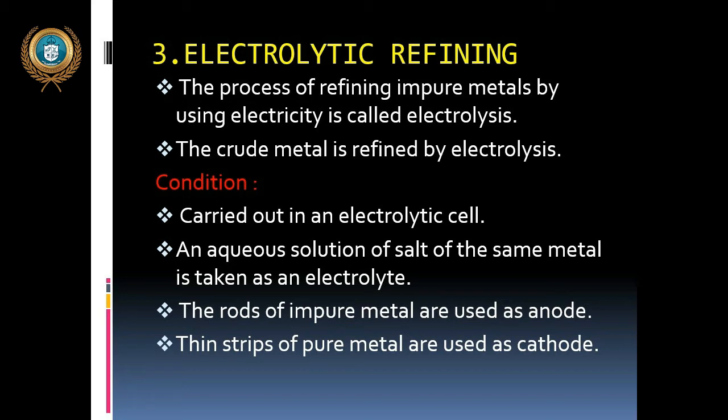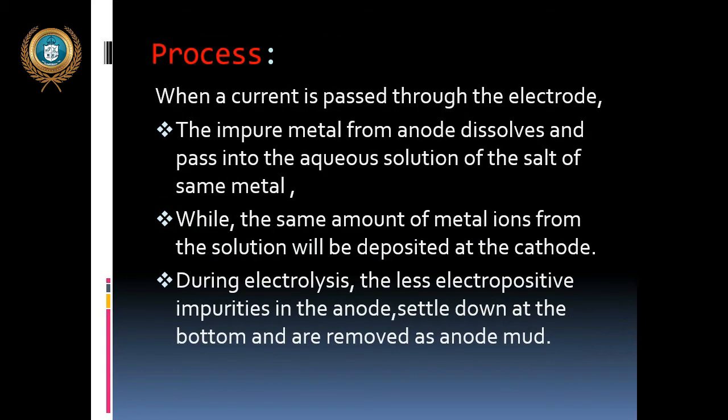Then the anode here is the rods of impure metal. இப்போ எந்த மெட்டலை நம்ம எக்ஸ்ட்ராக்ட் பண்ண போகிறோமோ அந்த மெட்டலை ராடாக எடுத்துக்கணும். இம்பியூர் ராடு தான் ஆனோட், அதோட பியூர் மெட்டல் ராடு தான் கேத்தோட். ஆனால் அந்த பியூர் மெட்டல் வந்து தின் ஸ்ட்ரிப்பாக இருக்கும், ஆனோட் வந்து கொஞ்சம் தடிமனாக இருக்கும். So what is the process here?